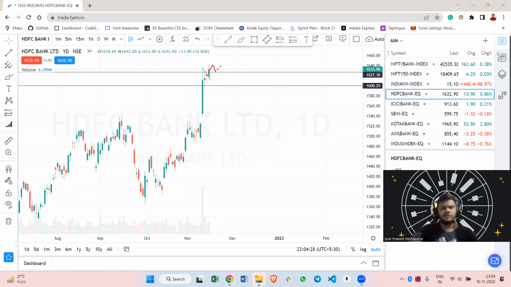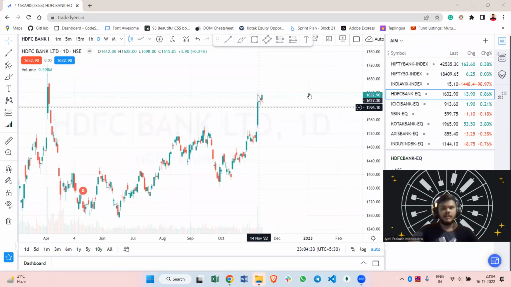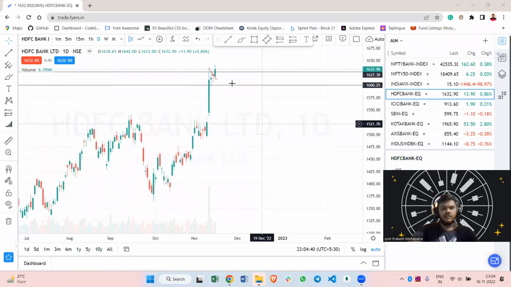If tomorrow the market opens flat or gaps up, and if it closes above 1640, then we can expect another rally here, and we can set our target to 1650 to 1665. But if it opens gap down, we are going to wait for 15 to 20 minutes for trend confirmation. And if it closes below 1620, then you can start some selling pressure from there also.